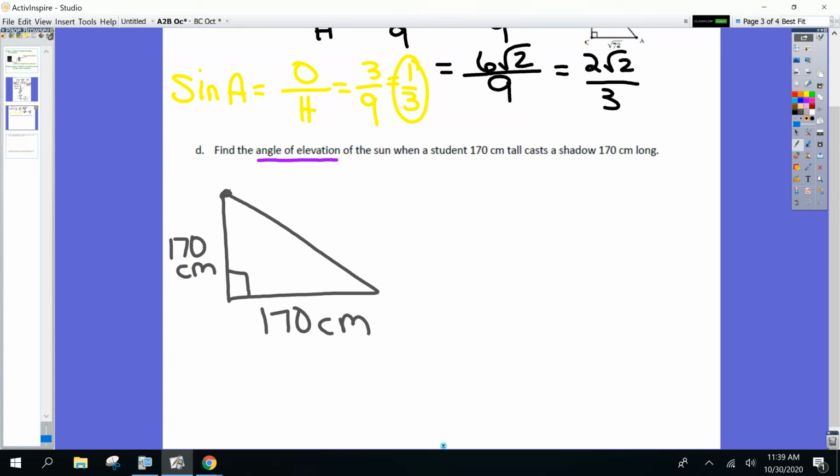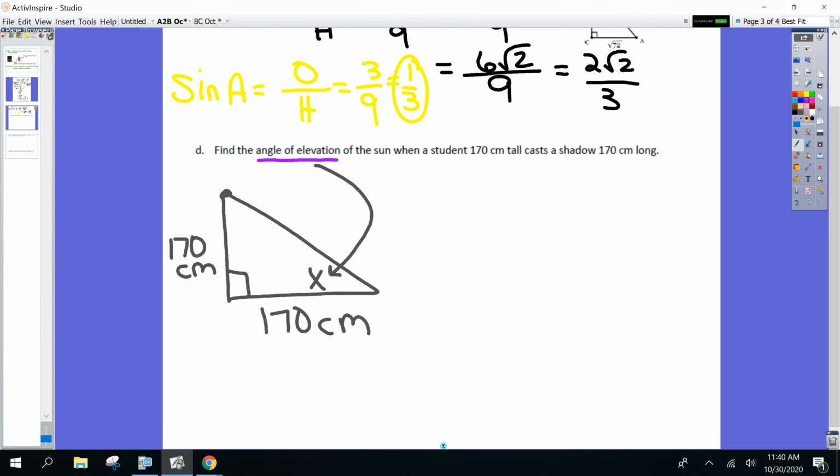So there's my triangle. Now, where is this angle of elevation located? Elevation, ground looking up. From the ground looking up. So angle of elevation will always be this bottom angle of the right triangle. That's the angle we're trying to find right now. Elevation, ground looking up. All right, how do we find it? Here we go.